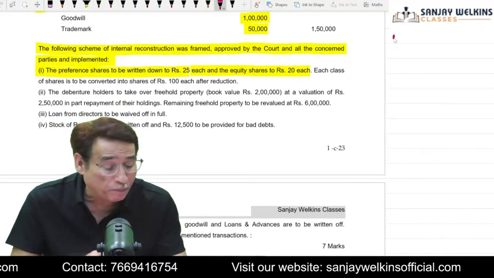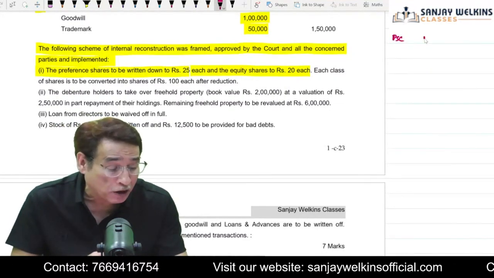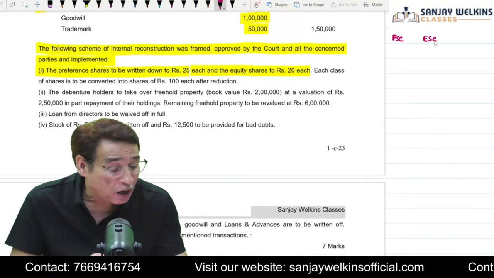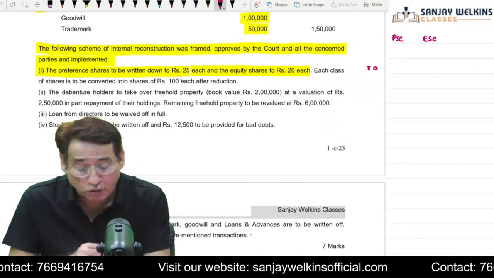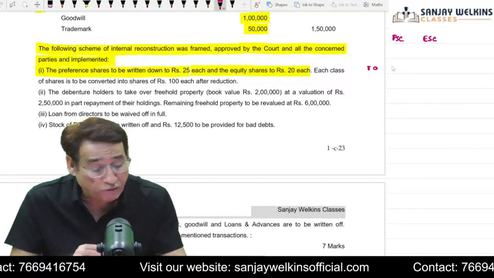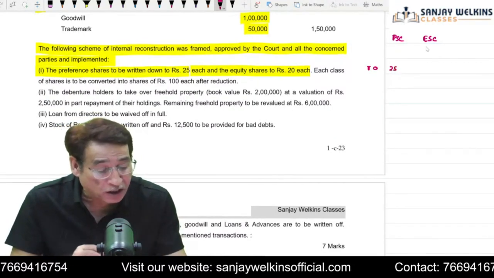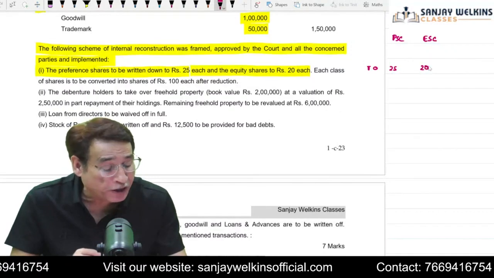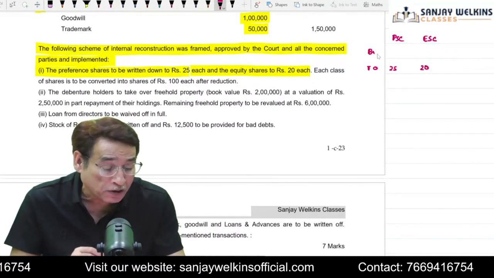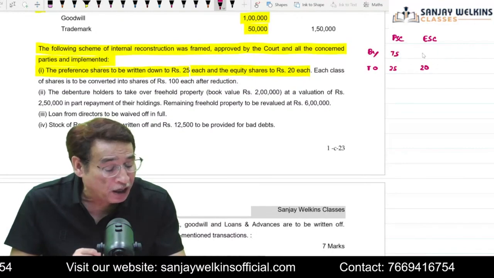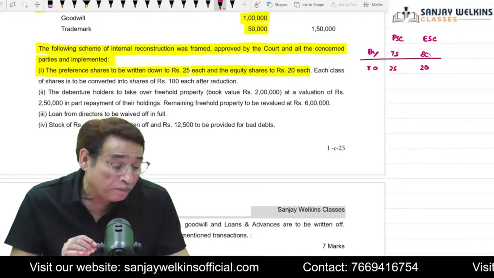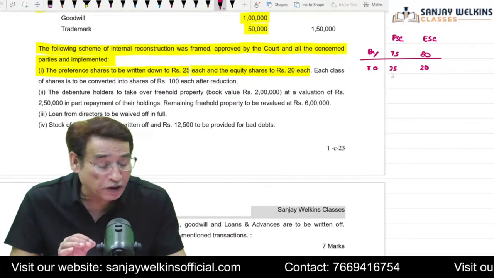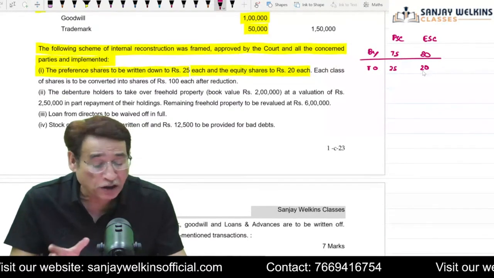First of all, the question has stated that preference shares will be written down to 25 each, and equity share capital is reduced to 20 each. That means preference share capital is coming down by 75 and equity share capital is coming down by 80. The important point is that the new preference share capital is 25 each and equity share capital is 20 each.